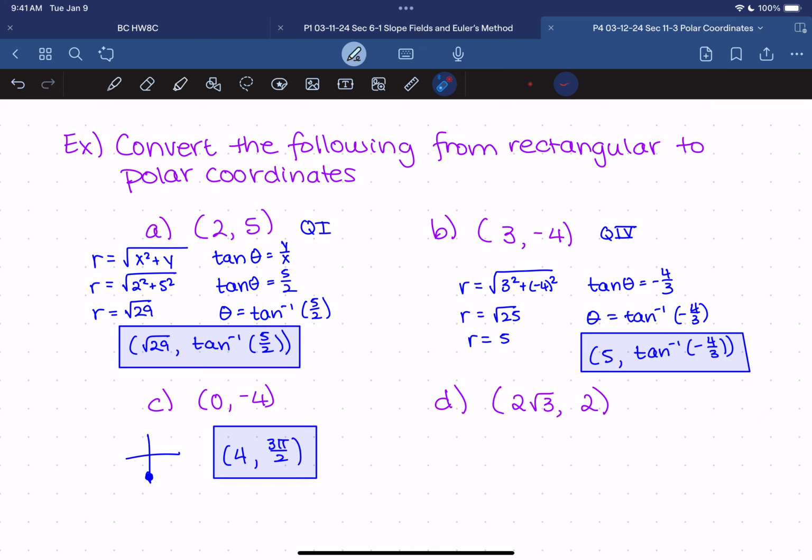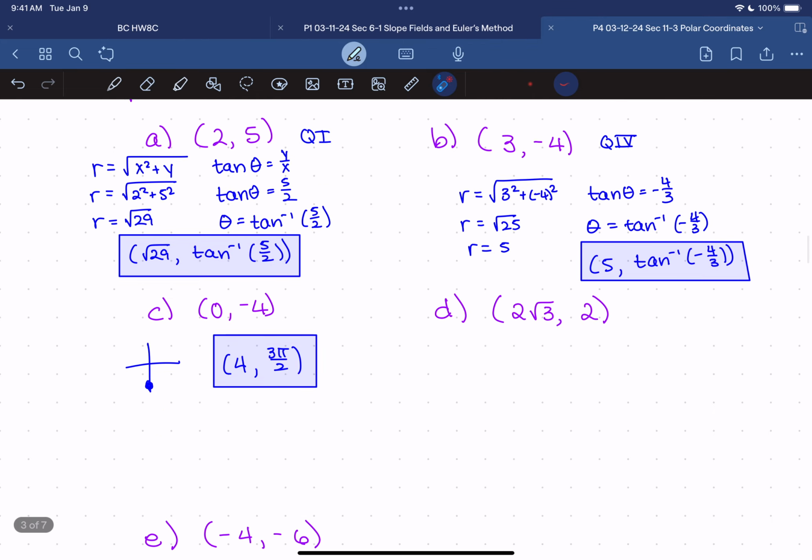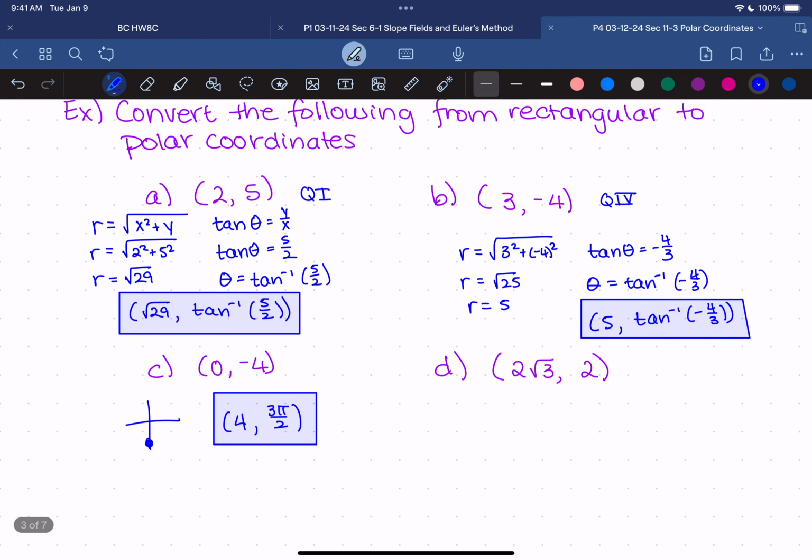And then for part D, we have this guy right here. If you think about it, it's actually one of the ones we know. Now you can use the formulas and you'll get to the same place, but if we draw this out real quick, which way's faster? I don't know. It's good practice though. Let me just label it like this. So 2 root 3, this is 2.